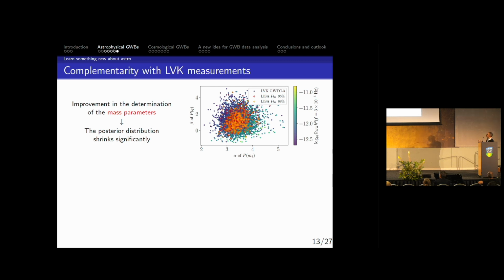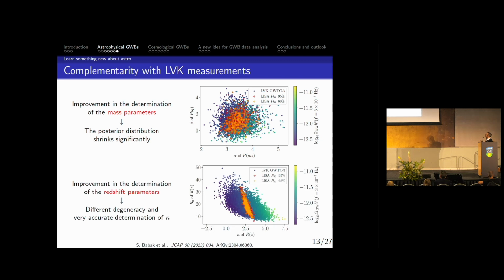In this particular case, when I combine the measurement from LVK and from LISA to infer properties of the mass function, I do improve a little bit, but not much. The case where I improve a lot when I combine LISA and LVK is if I try to put constraints on the redshift distribution of these sources.